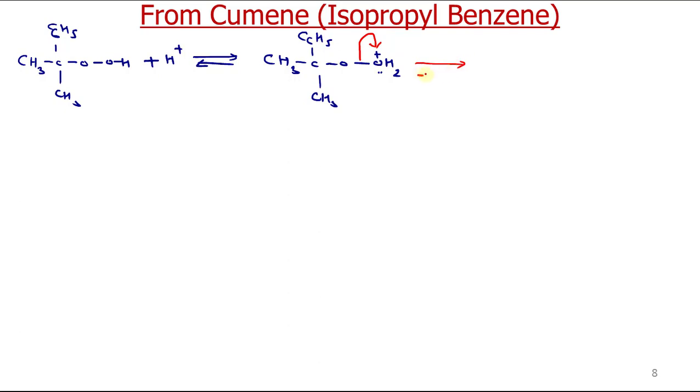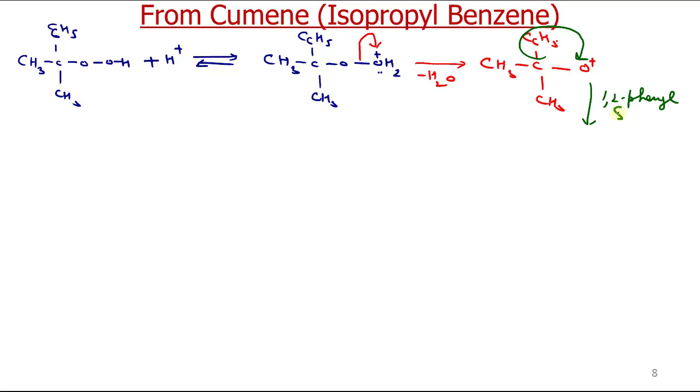In the next step, this bond breaks. There is the removal of water, minus water. You get CH3, C6H5, CH3, O positive. Now this molecule undergoes a phenyl shift, a 1,2 phenyl shift. This phenyl is shifted from this carbon to oxygen. This is called the 1,2 phenyl shift. So what we get is a carbocation here.